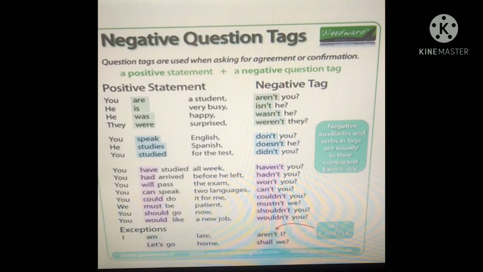Now here you can see the negative question tags. Positive statements are written there with a negative tag. You are a student, aren't you? He is very busy, isn't he? He was happy, wasn't he? They were surprised, weren't they? You speak English, don't you? He studies Spanish, doesn't he? You studied for the test, didn't you? Now you can read the further examples and understand it.